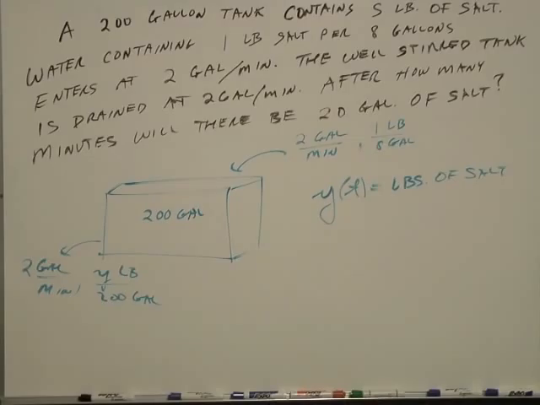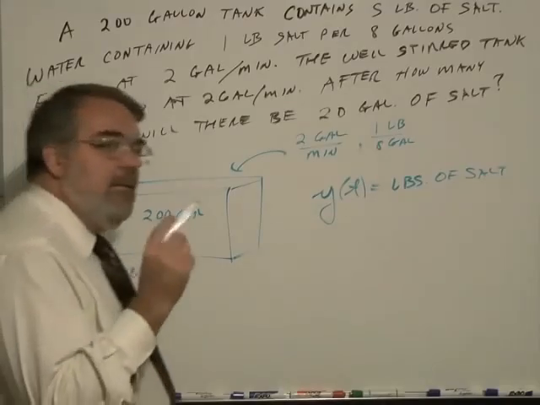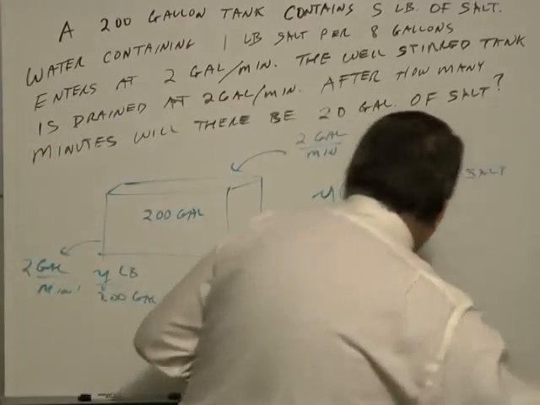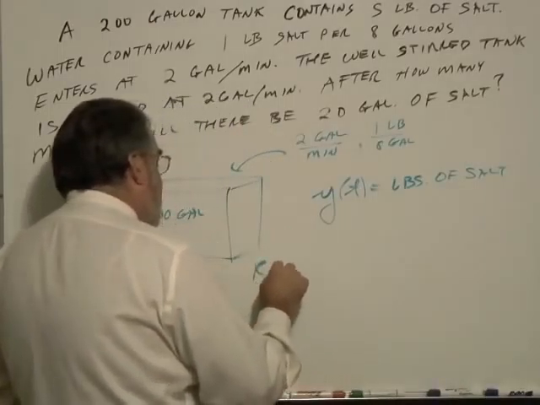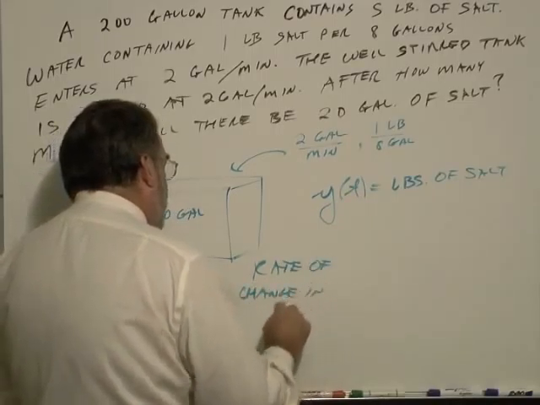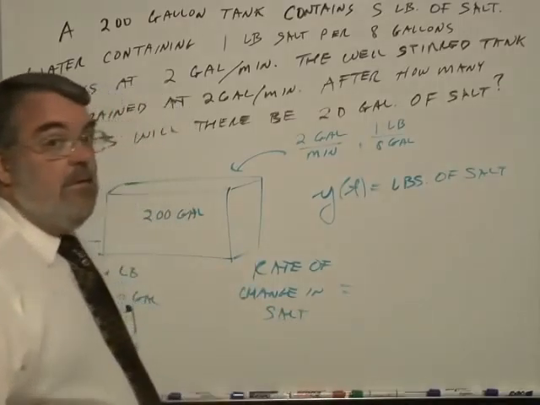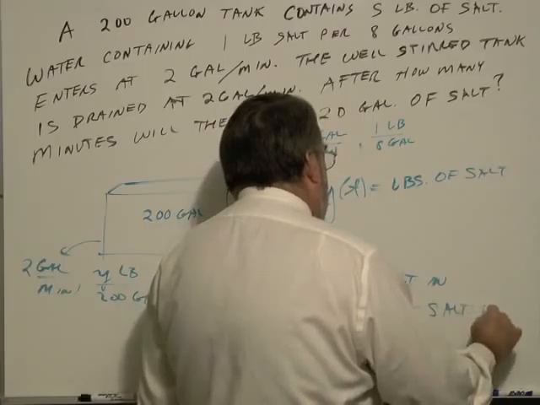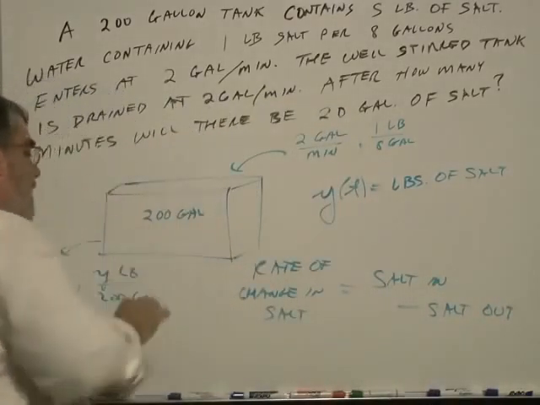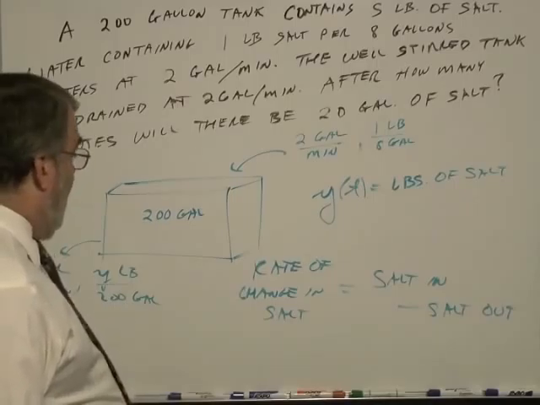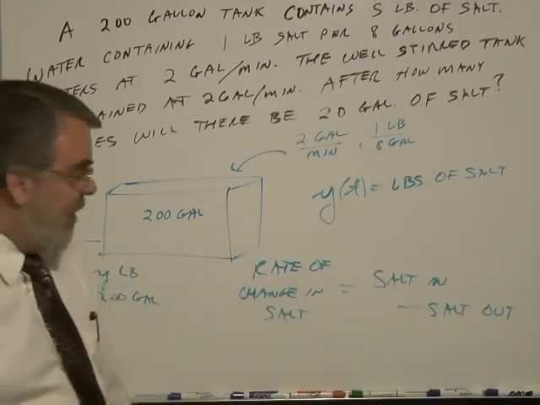So to map out this problem, you might say, well, the rate of change in the salt would equal what? Well, it's the salt coming in minus the salt going out. So salt comes in, salt comes out constantly. That's providing a rate of change in the salt concentration. Okay, so let's translate this into a differential equation.